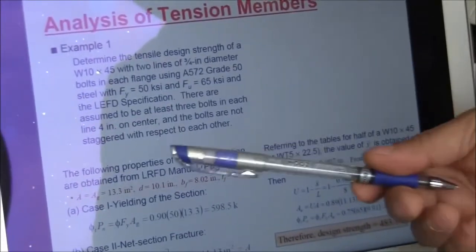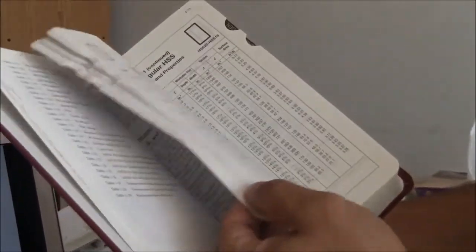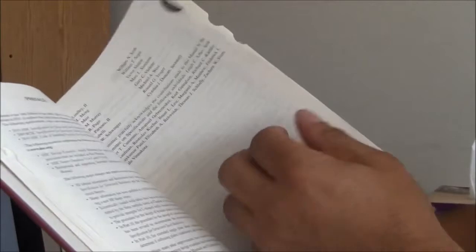So if you go back to the example, you go to the dimension section in the code, DIM for dimensions. The first thing is the dimensions. This will give you all the geometric information: the areas, moment of inertia, and centroid for all the sections.